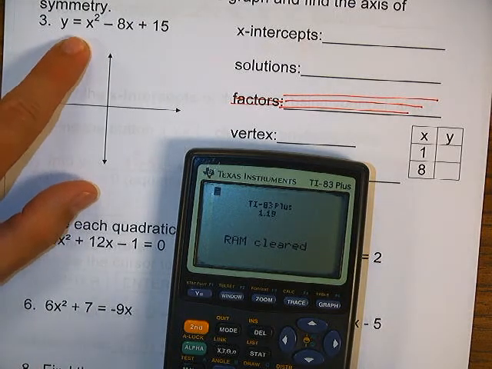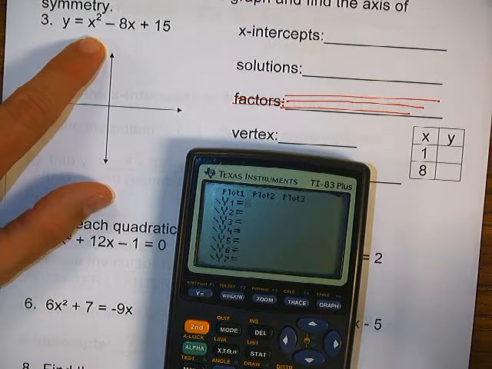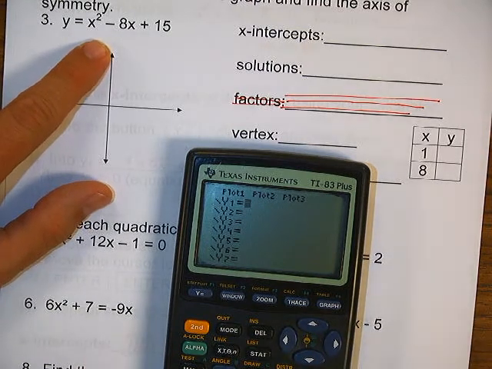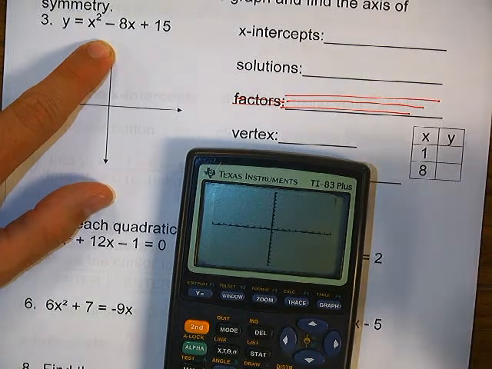Now, they give us an equation. Put that in your calculator: x squared minus 8x plus 15. Graph it.